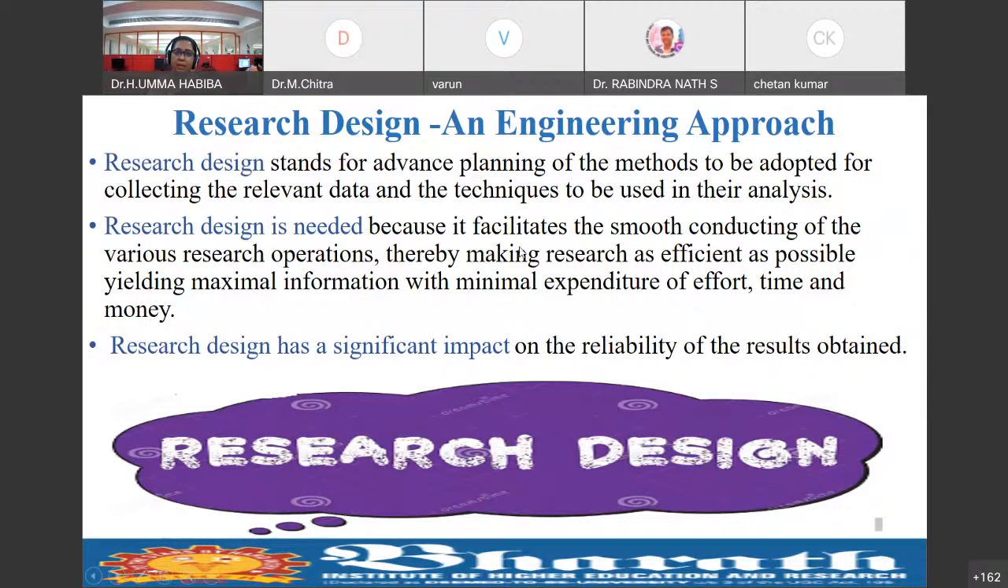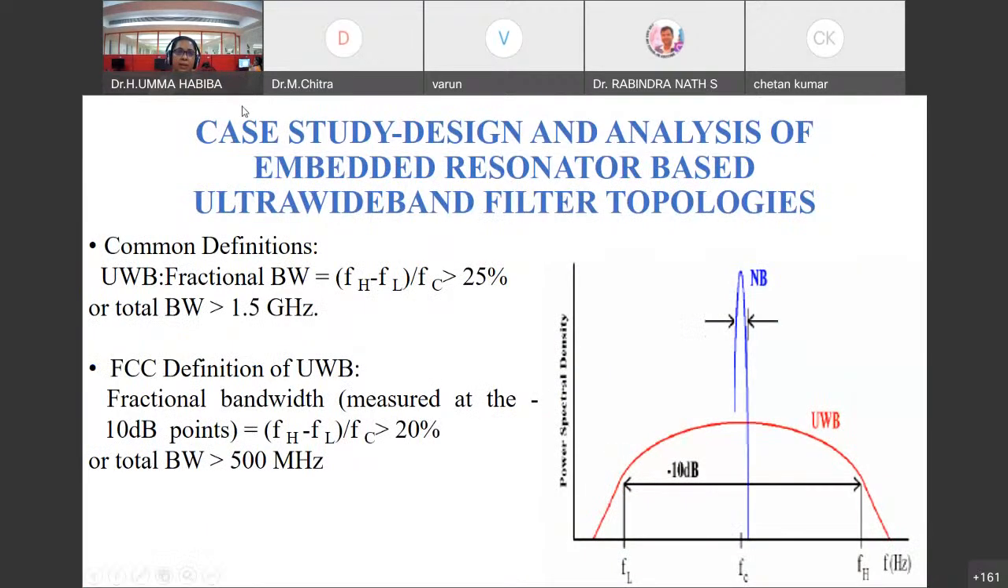Research design is needed because it facilitates the smooth conducting of various research operations, thereby making research efficient, with minimal expenditure of effort, time and money. Research design also has a significant impact on the reliability of the results obtained. So these are the importance of research design.